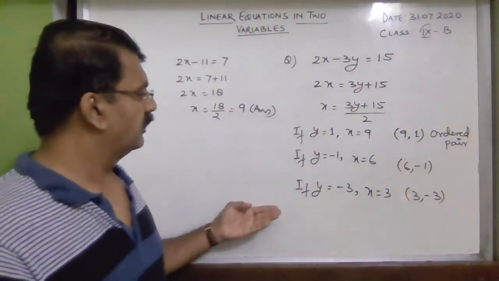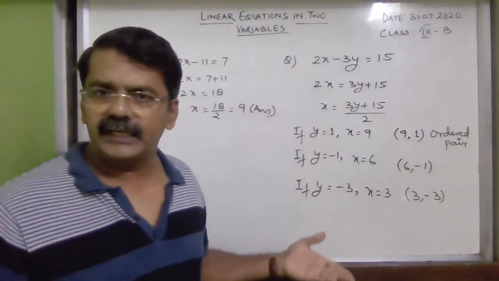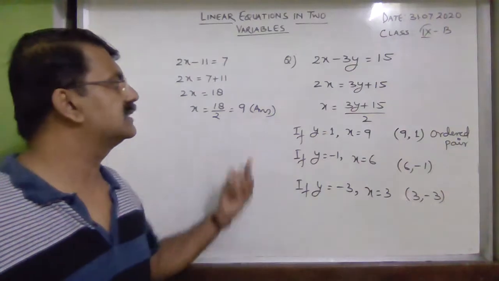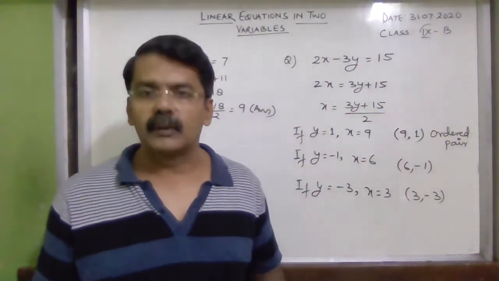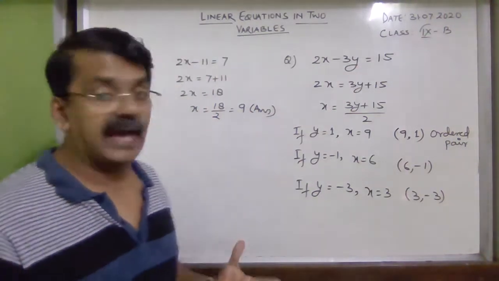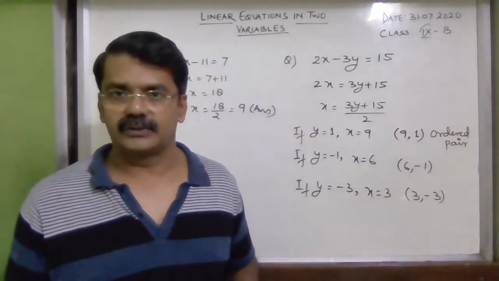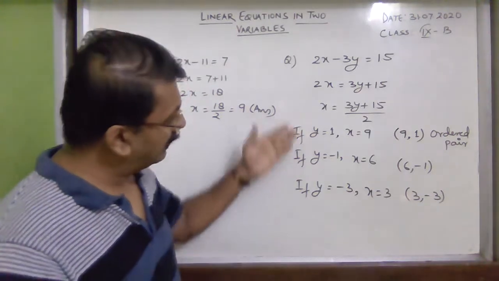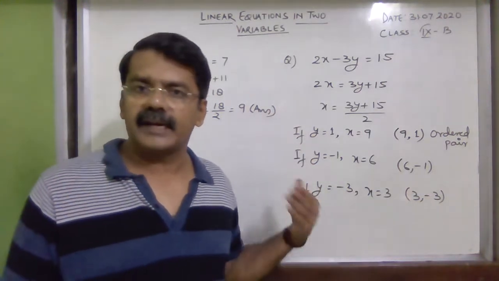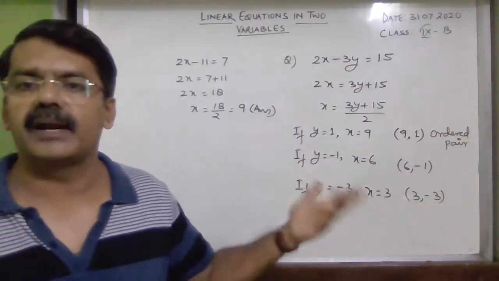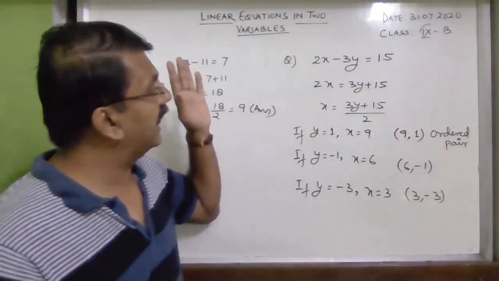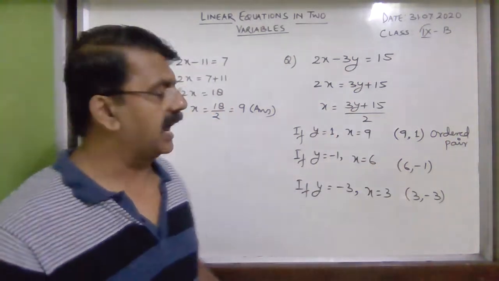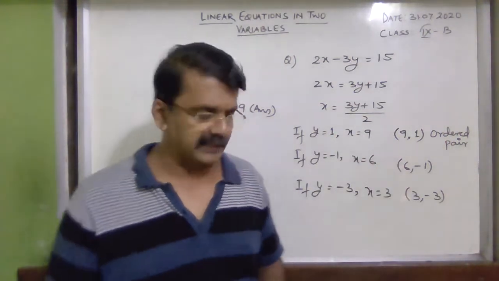Now you see, we can put many more values of y, and correspondingly you will get many more values of x. That means this linear equation in two variables has infinitely many solutions. I have written 3, anyone can write 5 or 10 or 20 or 50 or 100 or 200, but actually it has infinite solutions. You can put infinite values of y and you will get infinite values of x.